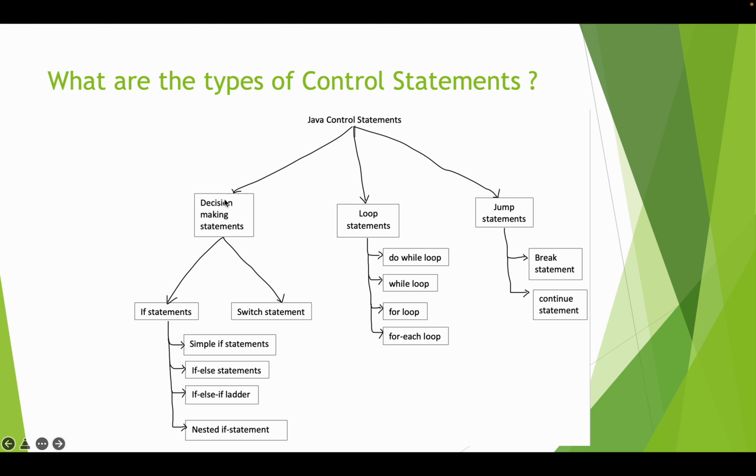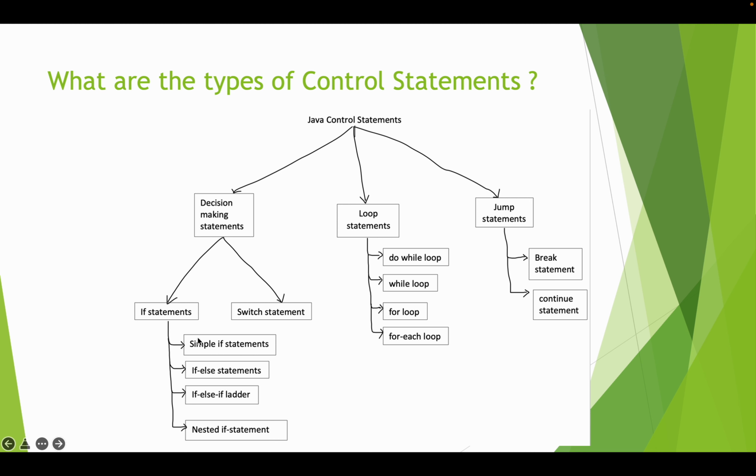Okay, and we'll discuss decision making statements. Decision making statements have been divided into two parts, that is if statements and switch statement. And again, the if statement has been divided into four parts, that is simple if statement, if else statement, if else if ladder, and fourth one is nested if statement. So we'll discuss one by one, guys, so that you won't get confused.